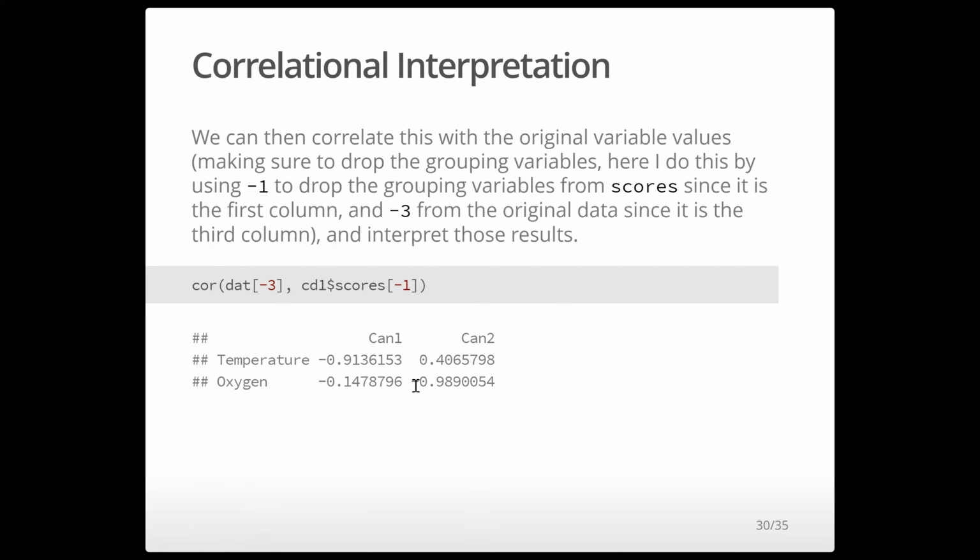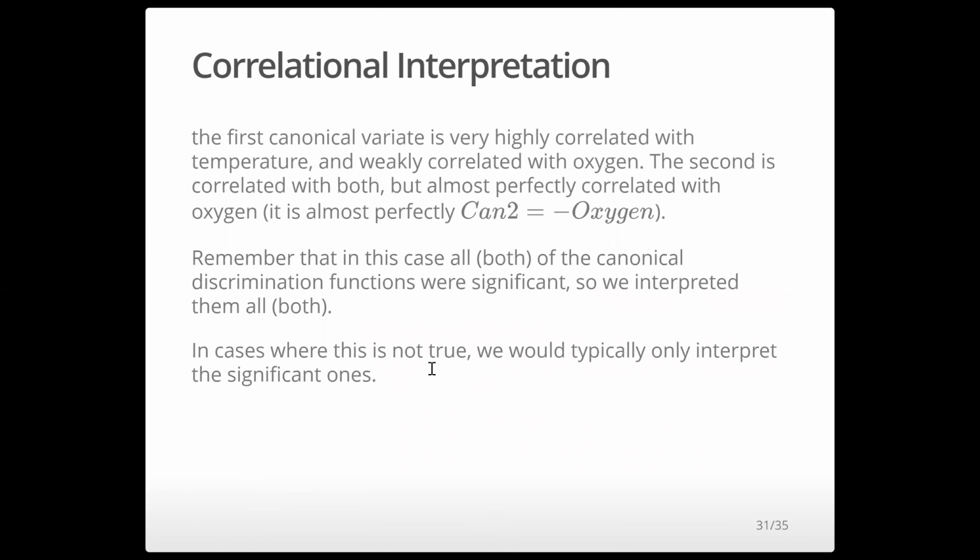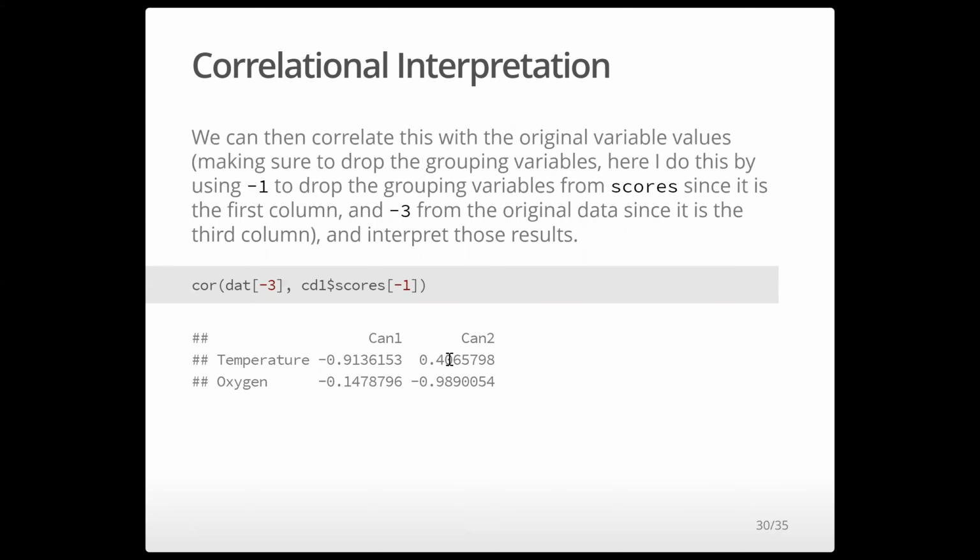This is consistent with what we saw before. And then for the second one, we see that oxygen is almost perfectly correlated, whereas temperature is still correlated, but this is really almost exactly just oxygen. And so this is just repeating what I just said. The second function is really just almost equal to negative oxygen, and it's also still correlated with temperature because temperature and oxygen are correlated.